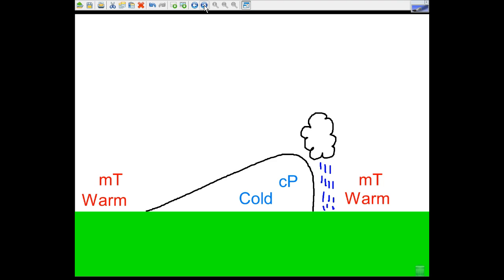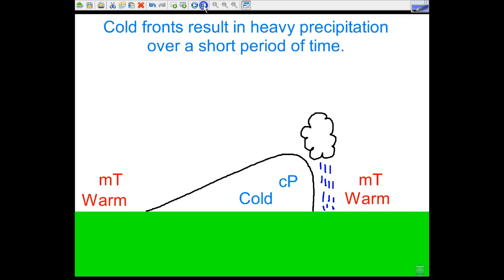So at fronts, we get precipitation. A cold front, we happen to get heavy precipitation over a short period of time. Look how tall this cloud is, because the slope of the cold front is very, very steep. That warm, moist air gets forced upwards very quickly. Quick condensation, tall, thick clouds, heavy precipitation over a small area. So this whole area would experience the heavy precipitation. So generally, well, not generally, cold fronts result in heavy precipitation over a short period of time. That's one of the characteristics of a cold front.